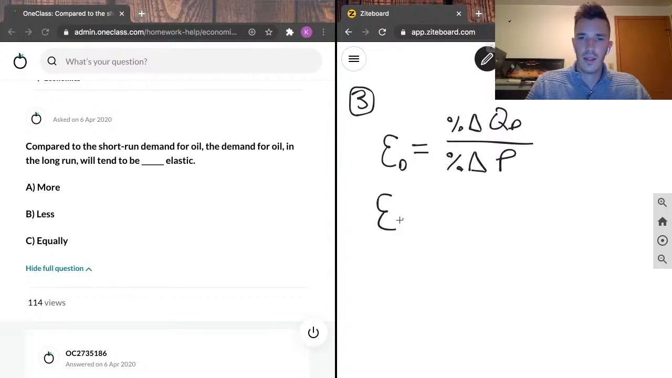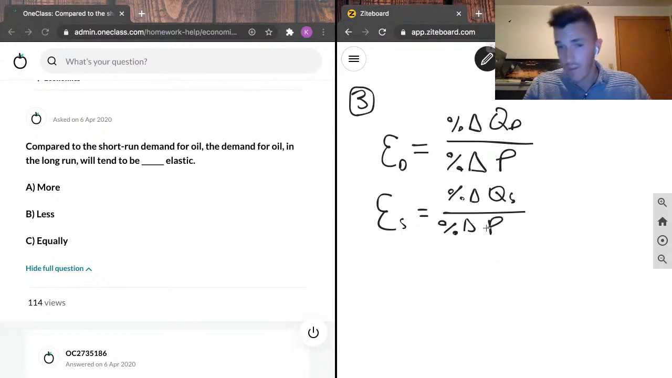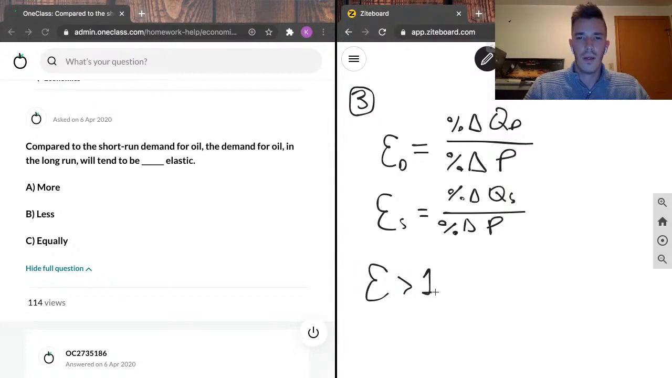Similarly, elasticity of supply is going to be the percentage change in the quantity supplied divided by the percentage change in the price. And there's kind of three different things the elasticity can be. I'm just going to write E for elasticity in general here. It can be greater than 1. And when it's greater than 1, we say that it is elastic. So this is when the numerator is greater than the denominator.